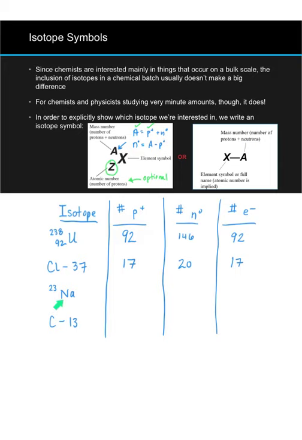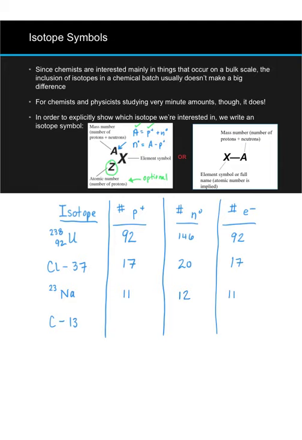For the next isotope, sodium-23, we're not given explicit information about the number of protons because we're not given a subscript on the left-hand side. So we're going to have to go to the periodic table once more and find that sodium's atomic number is 11. Therefore, it has 11 protons in its nucleus. If it's electrically neutral, it also has 11 electrons to balance out the positively charged protons. The number of neutrons comes from the mass number minus the number of protons. 23 minus 11 is 12.